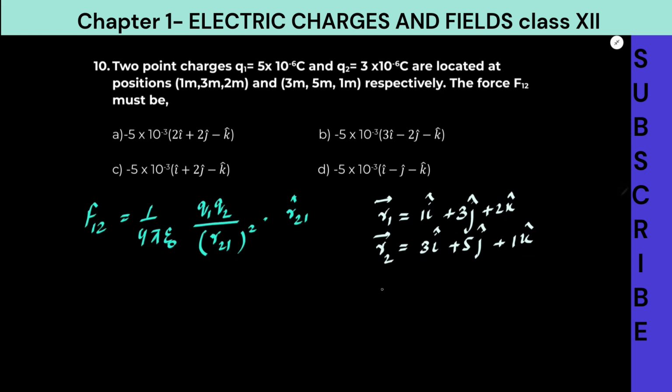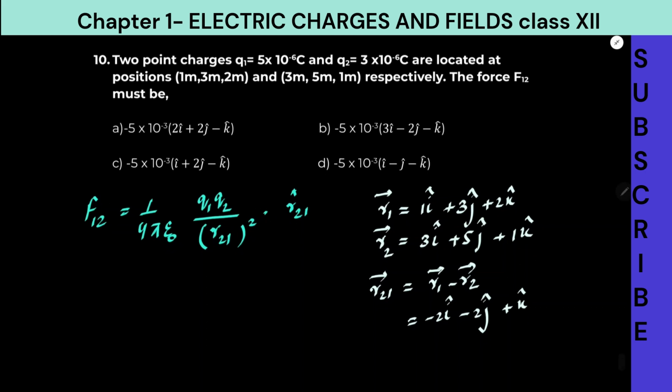So r1 and r2 are done. Now the vector r21 will be equal to r1 minus r2. R12 is R2 minus R1, you must have learned that in 11th standard, and R21 will be R1 minus R2. So when you do 1 minus 3, that is minus 2 i cap, 3 minus 5 is minus 2 j cap, and 2 minus 1 is k cap. I hope this is clear. So this is our vector R21.